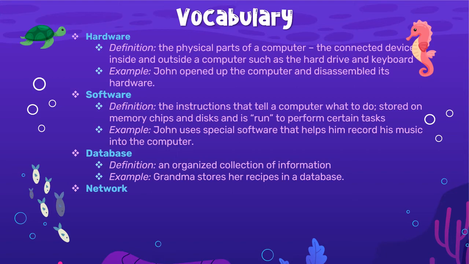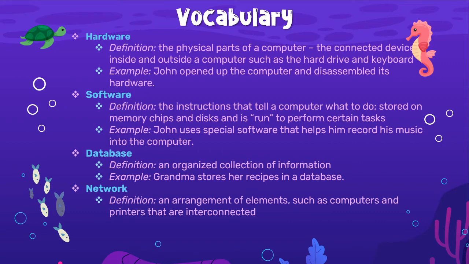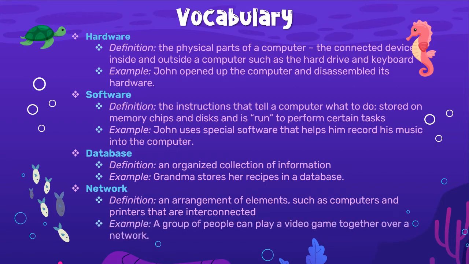Network. Network. No, this is not talking about fishing with a net. This is an arrangement of elements, such as computers and printers, that are interconnected. That's your network. So you might see on a computer, computers using this network, because it's all the computers that are using the same internet. Things like that. So that's network. For example, a group of people can play a video game together over a network. So they are connected through the network.